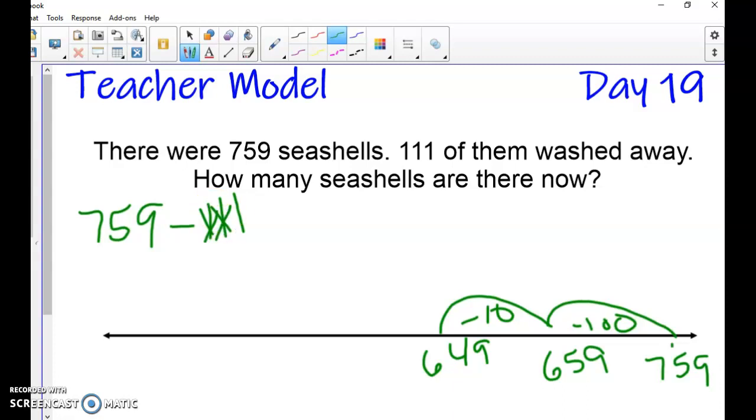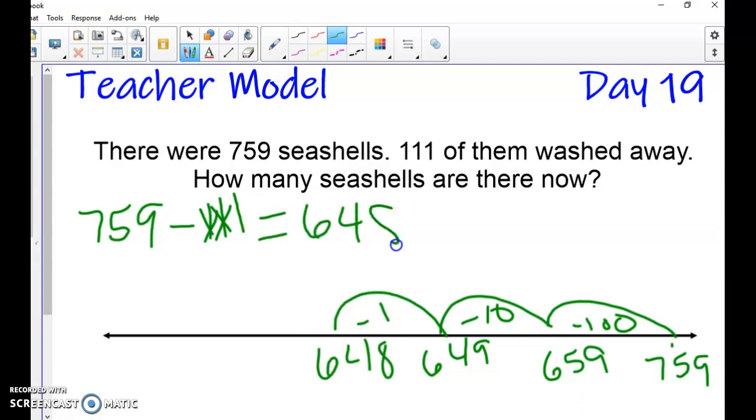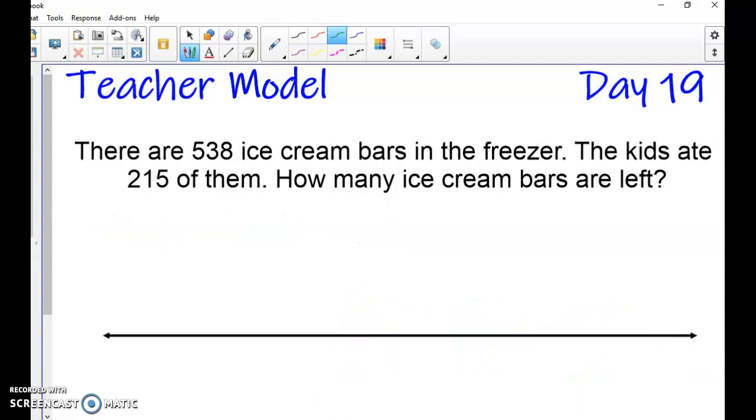Now, 649, and I need to subtract 1. That is equal to 648. You can always use your place value blocks to check your work. So 759 minus 111 is equal to 648. Watch me solve another problem.